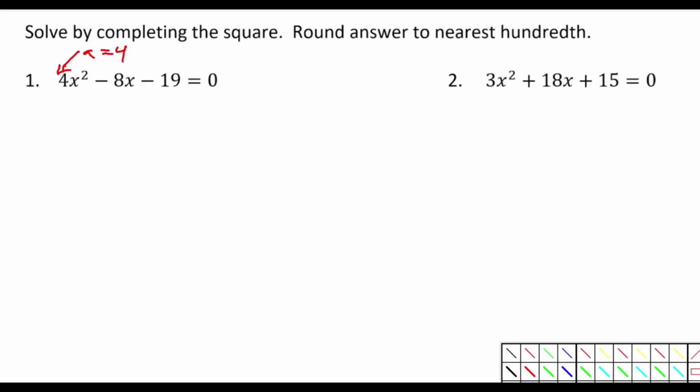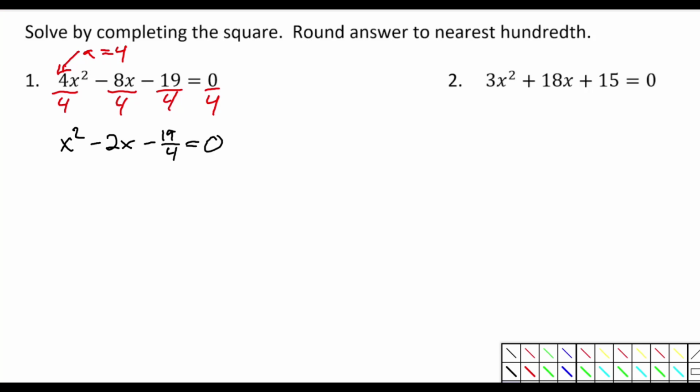So the easiest way to do this problem is just divide each part by 4. Divide each part by 4, and look what happens. So now, what am I left with here? This is x squared, this is negative 2x, and this one is negative 19 over 4, is equal to 0.